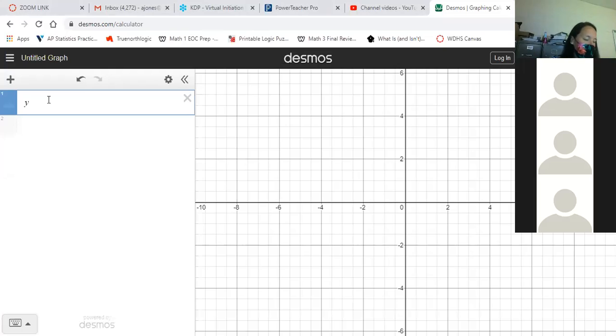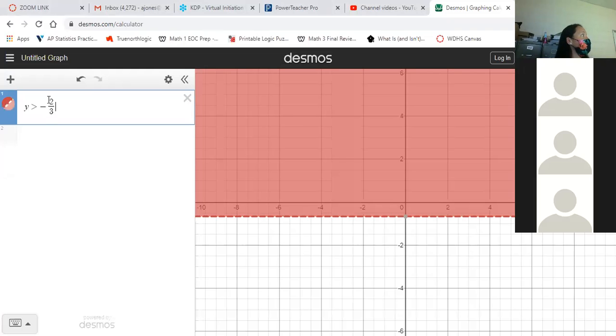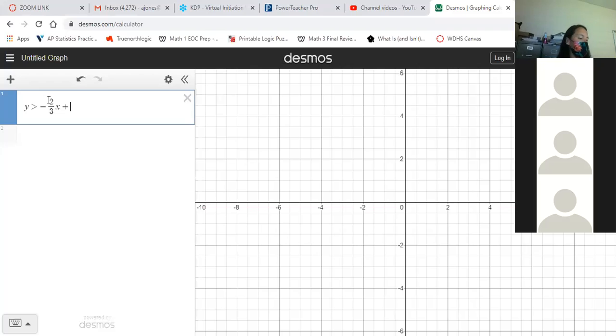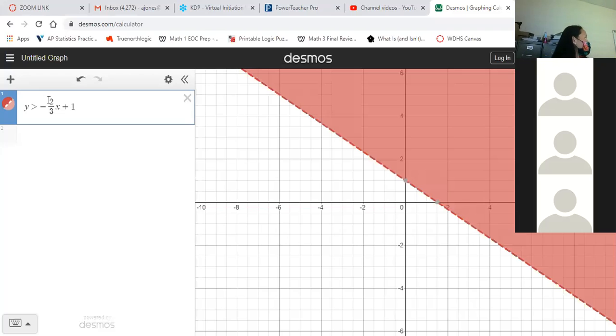Now we have y. And then we have greater than. If you guys look at the bottom of your keyboard next to your M key, if you do shift, comma, that's less than. Shift, period is greater than. We're doing negative 2/3 x plus 1. You'll start seeing some shade pop up. That's okay. That's the same graph that we just got.